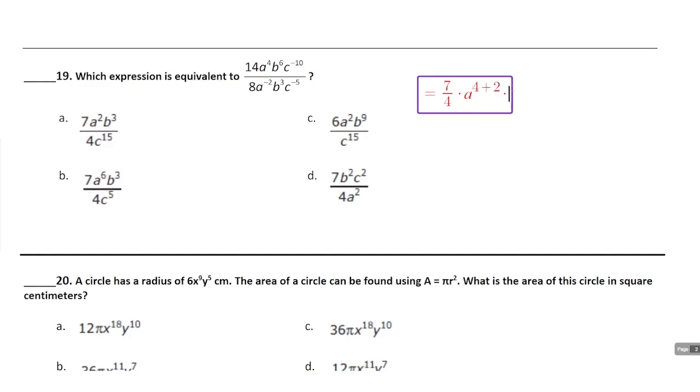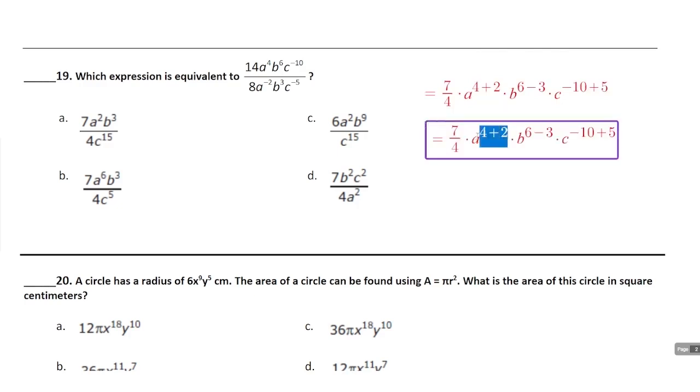Then we've got b to the power of 6 divided by b cubed, so that'll be b to the power of 6 minus 3. Finally, we've got c. So we've got c to the power of negative 10 minus negative 5. So minus negative 5 is going to be the same thing as plus 5. And now we can start to simplify all these exponents. So 4 plus 2 is going to be 6. 6 minus 3 will be 3. And negative 10 plus 5 will be negative 5.